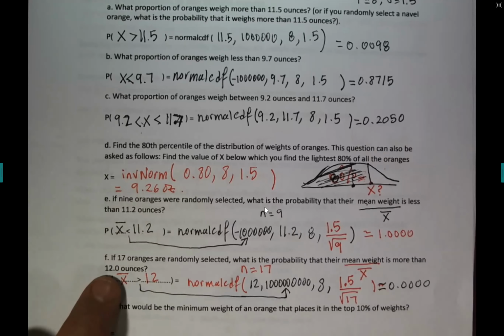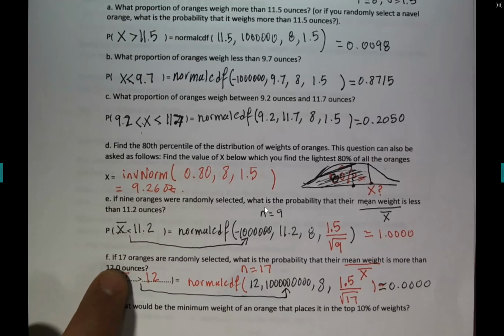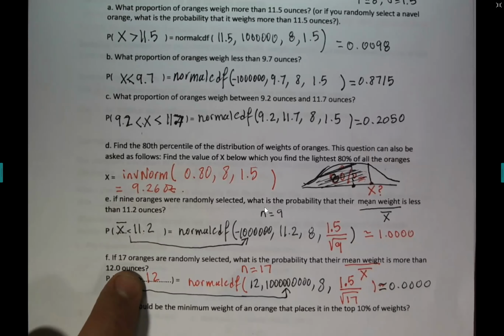So if you pick 17 oranges, guys, and take their average, take their mean, so measure them and find the mean of the 17. It is almost impossible that their average of the 17 oranges is going to be more than 12 ounces. It won't happen. It's not going to happen.